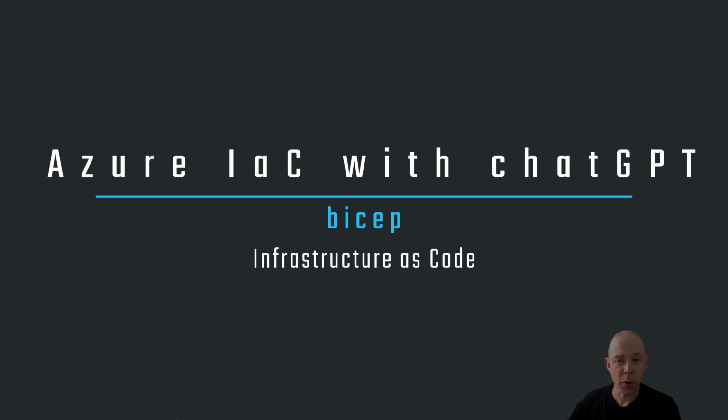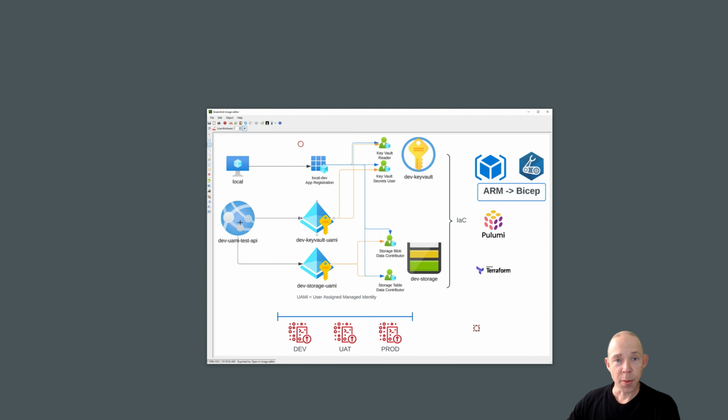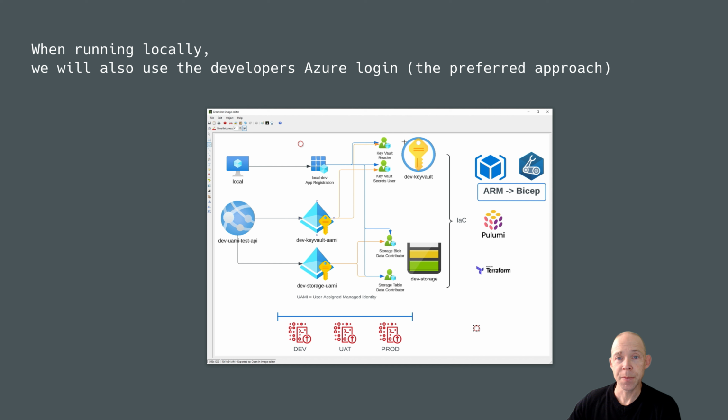This shows the first in a series with a focus on infrastructure as code. We're going to create an app service that's going to connect to a KeyVault and a storage account. And when it's running in Azure, it's going to do that via User Assigned Managed Identities. And when we're running locally, we're going to do it via a service principal, an app registration.